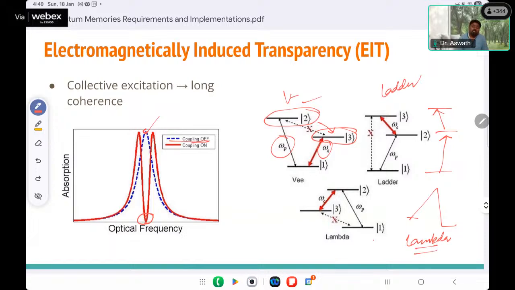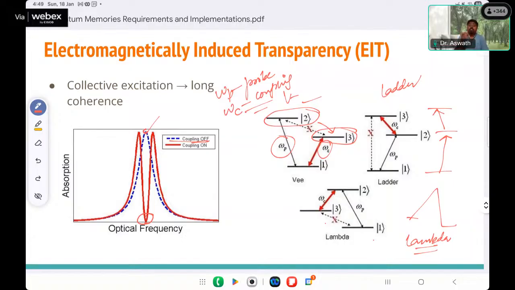Using this technique, we can trap the information within this three-level atomic system. Omega P is a probe field and omega C is a coupling field. It's like two lasers aligned to the same atomic vapor. Rubidium atoms were taken, and if you send both lights, let's say the coupling field is red and the probe field is green, the probe field will never absorb; it just comes out.